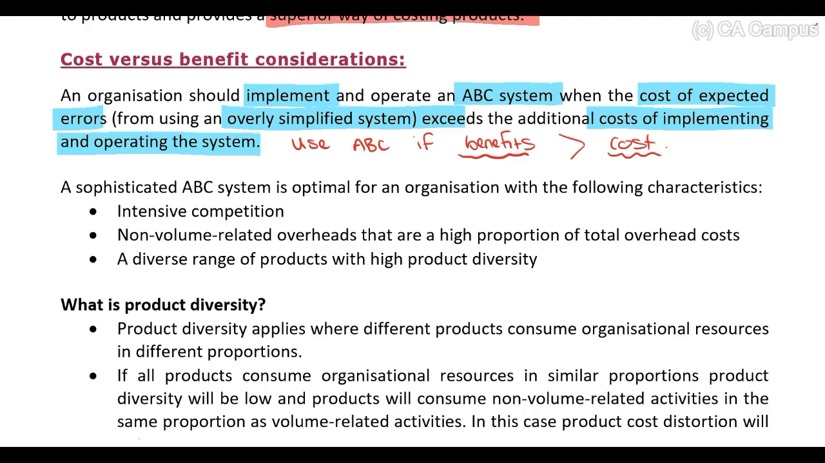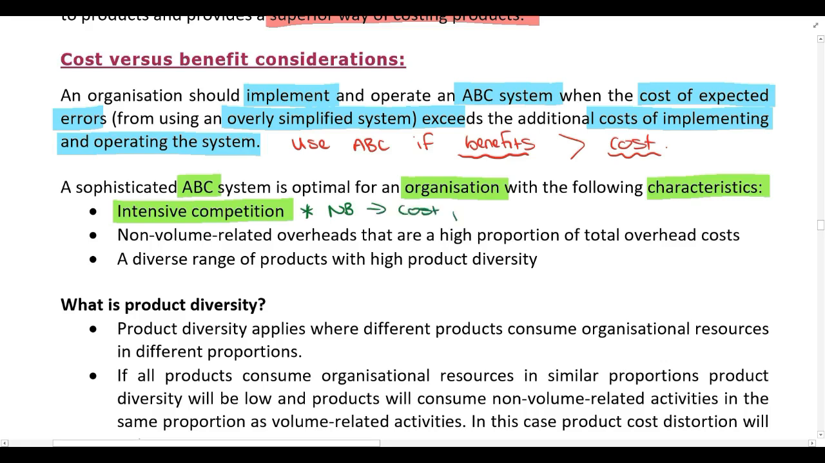So what type of companies will really benefit from using activity-based costing? Organizations with the following characteristics. If there is intensive competition, then they will benefit from using activity-based costing. Because remember, the more intensive the competition, the more important it is for the company to cost their product accurately.